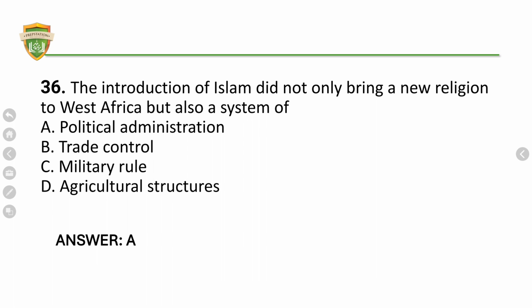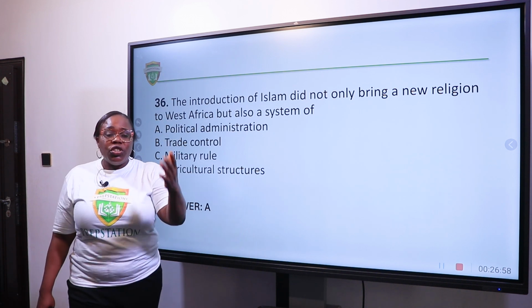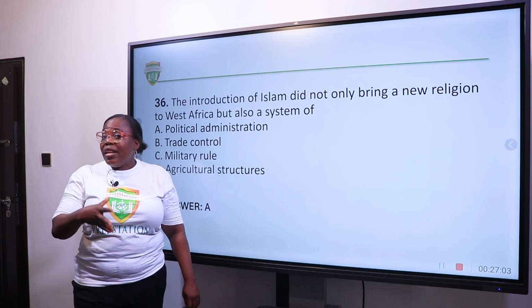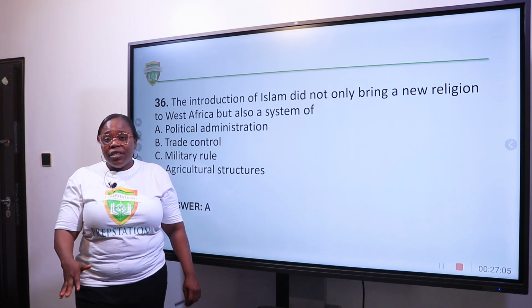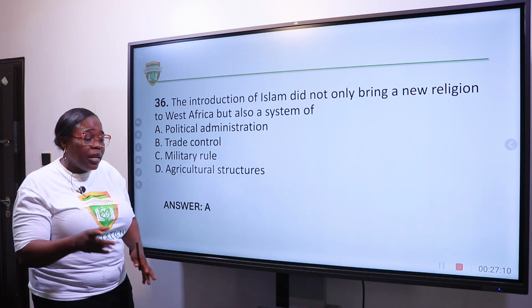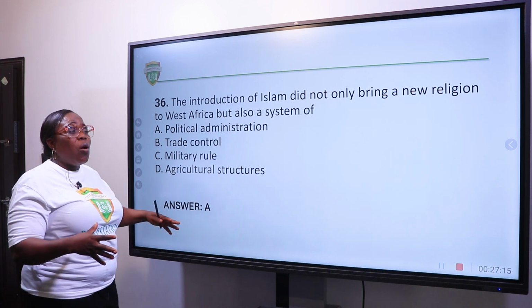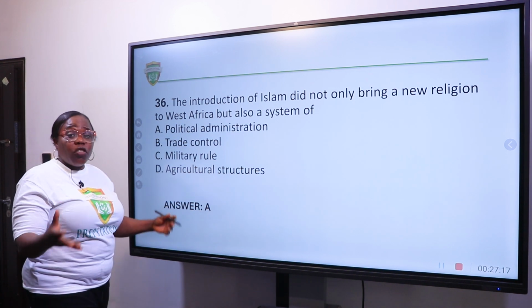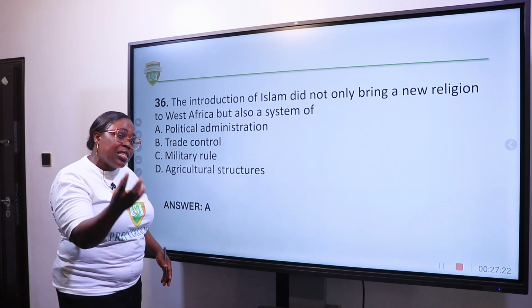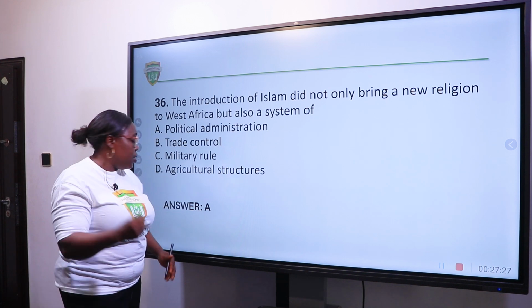Political administration. I told you earlier on, I said it helped the traditional rulers to have a system of administration. Especially after the Jihad, there was a system on ground. But before then, there was also a political administration on ground, how rulers were to coordinate their subjects. And the Sharia law was used as a system of justice. Please take note of this.